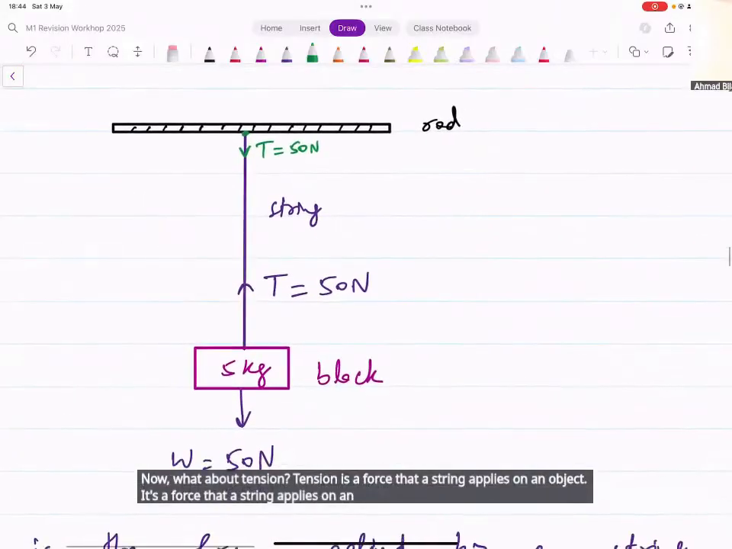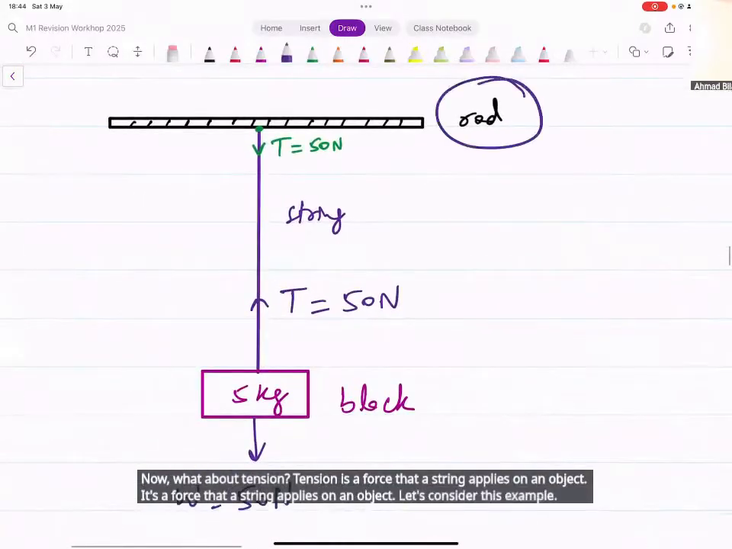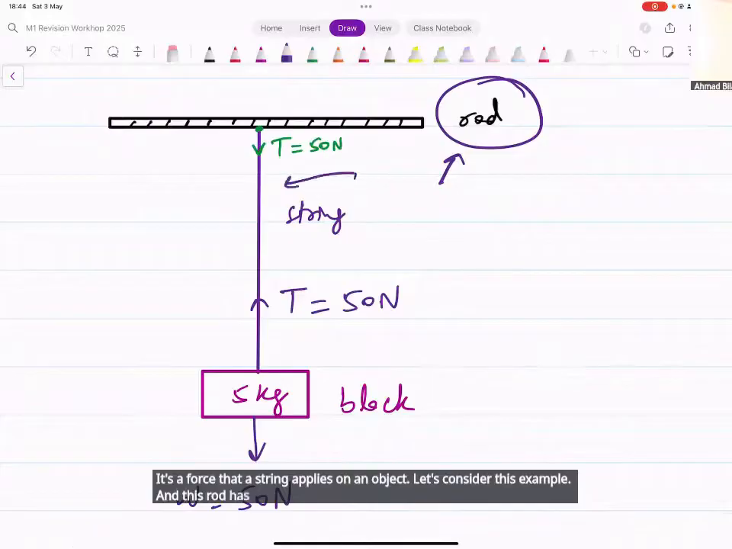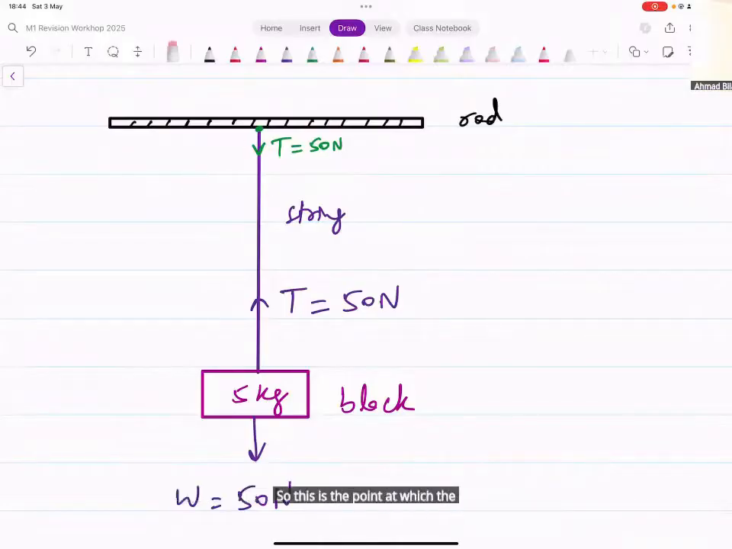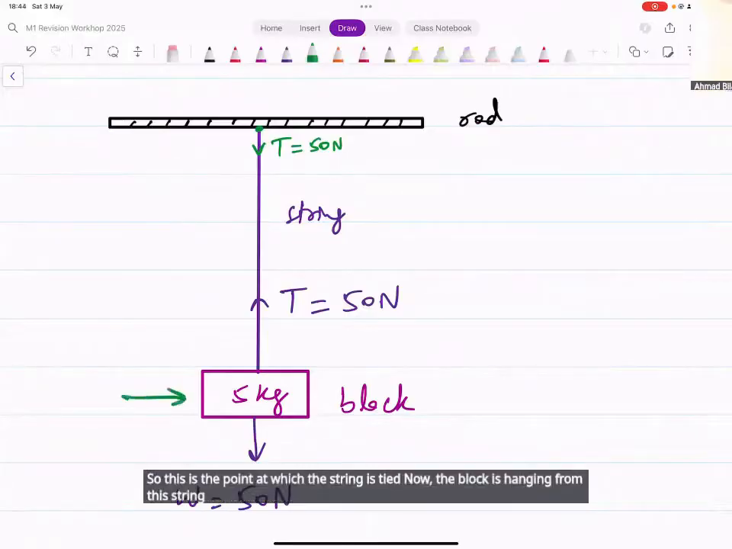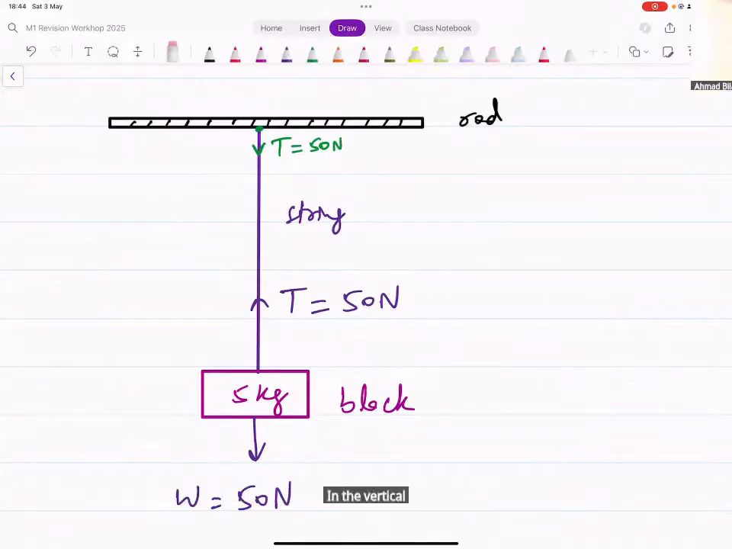Let's consider this example. You've got this rod, and this rod has this string tied to it at this particular point. So this is the point at which the string is tied. Now, the block is hanging from this string in the vertical direction like this. The weight of the block is 50 Newton, mass is 5 kilograms.